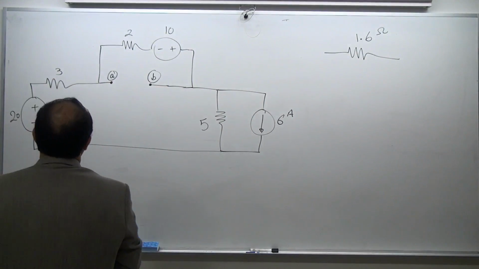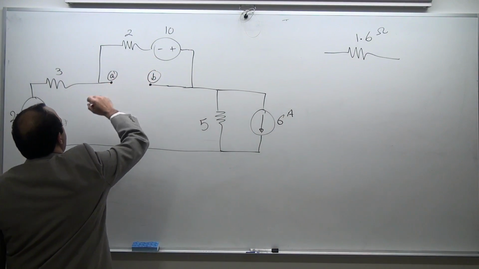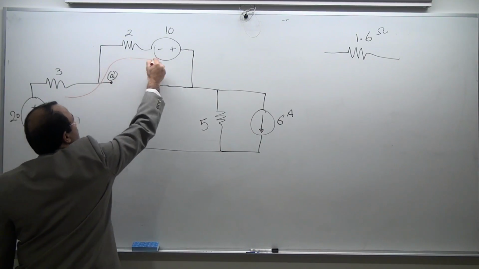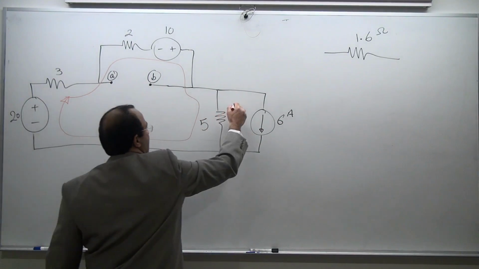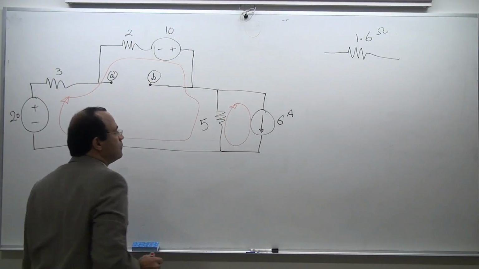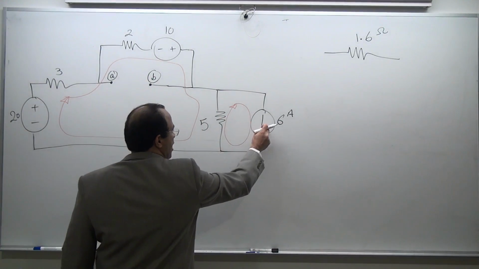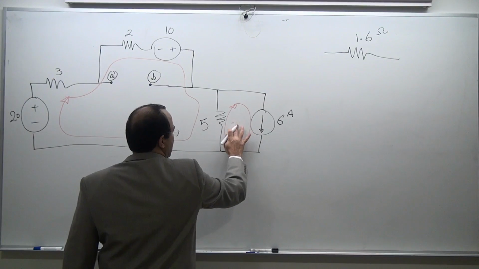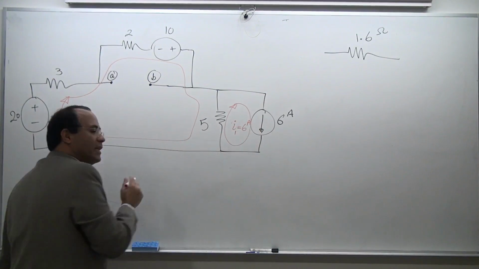What I'm asking is simply find the convenient time for you to solve this. Because this is open, I have only this loop, and I have this loop. How many loops do you have? 2. How much is this current? You're touching this once, and therefore this current is already, let's label this with a small case, 6 amp. So how many equations do you need?